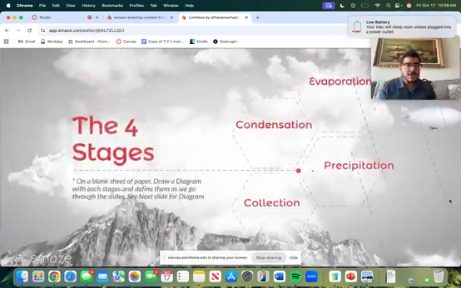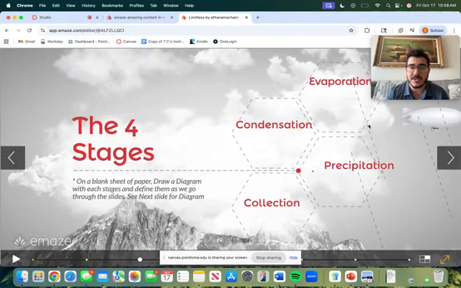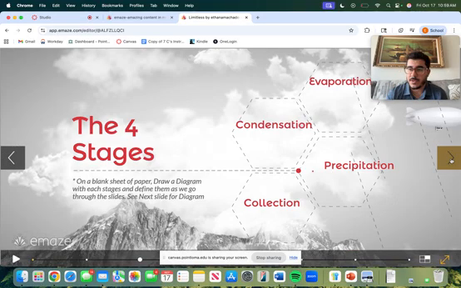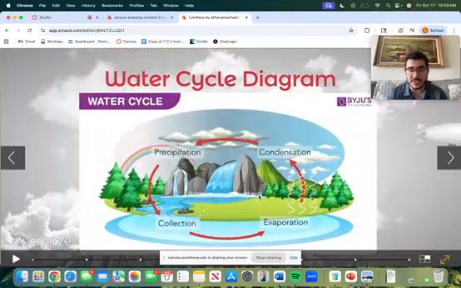All right. So the four stages, like I just mentioned: evaporation, condensation, precipitation, and collection. So on your blank sheet of paper now, we're going to draw a quick diagram with all four of these stages. Now, in order to draw that diagram, you will need a visual. So I'm going to present this visual to you right now.